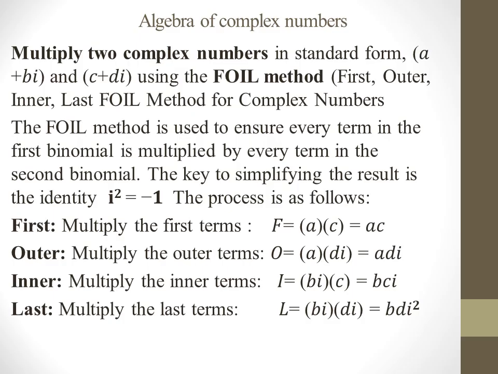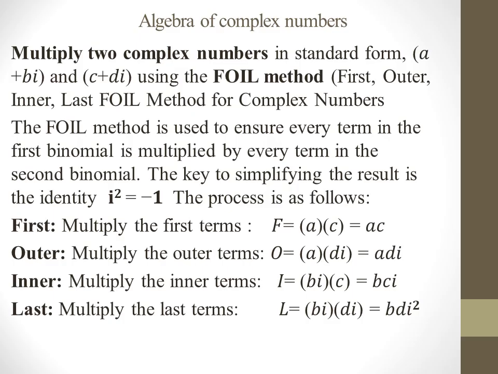After addition and subtraction, we move to the multiplication of complex numbers. Multiply the two complex numbers in standard form a plus bi and c plus di using the FOIL method, that is first, outer, inner, last. FOIL method is used to ensure every term in the first binomial is multiplied by every term in the second binomial. The key to simplifying the result is the identity i square is equal to -1.